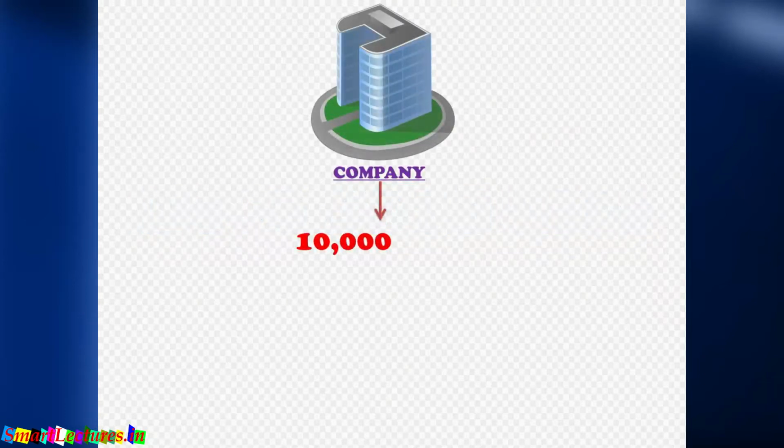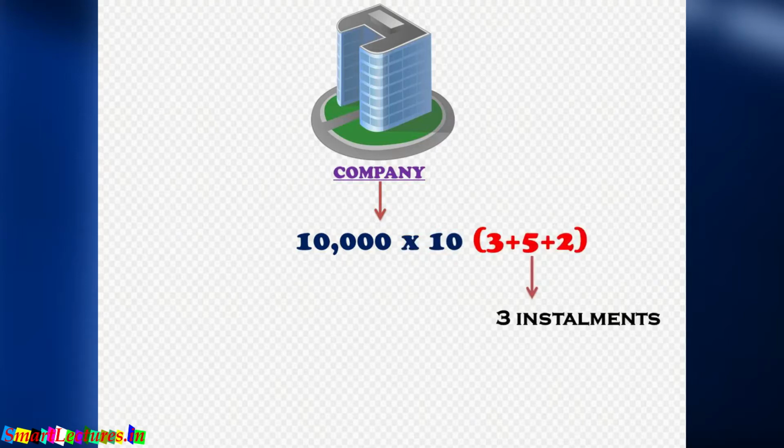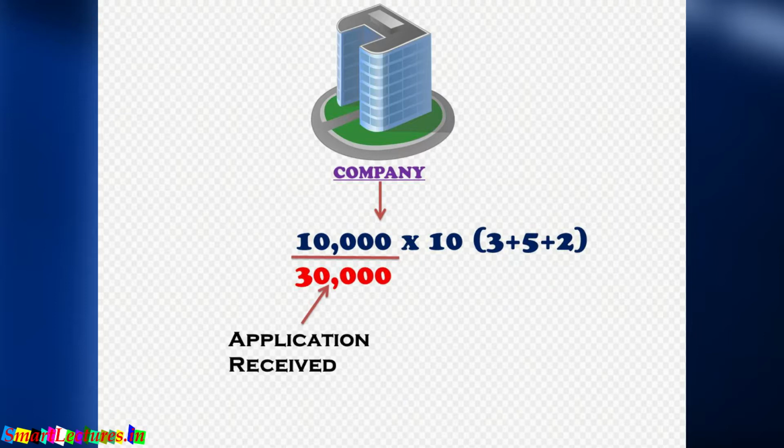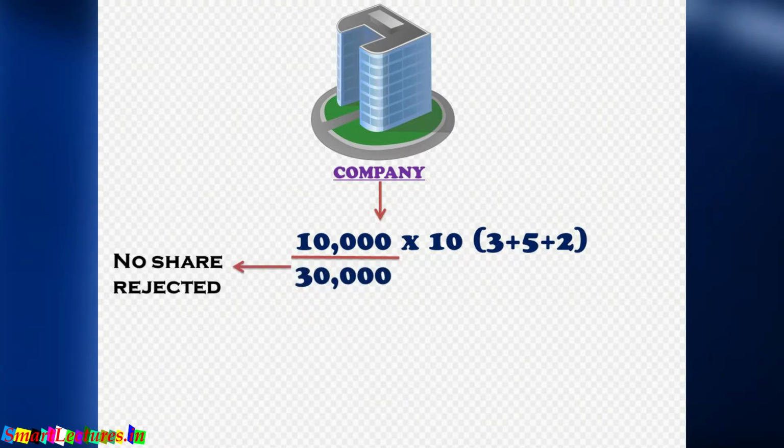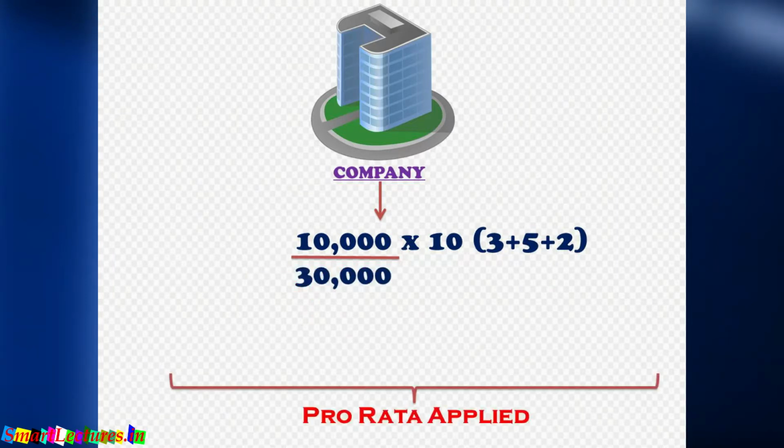10,000 shares were issued of rupees 10 each and the money was payable in 3 installments, 3 plus 5 plus 2. Applications were received for 30,000 shares. No share was rejected and pro rata was applied. So one thing is clear, 30,000 is to 10,000 means 3 is to 1, pro rata has been applied.